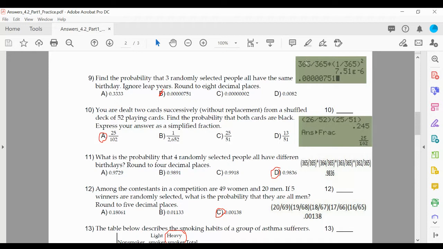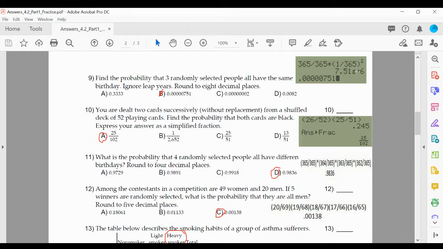Now that second, let's say the person's birthday is September 19th. The second person has to have that same birthday, September 19th. All right, there's only one day out of the year that's September 19th. There's one chance in 365. The third person also has to have that same exact birthday, September 19th. Well, there's only one day that is September 19th.